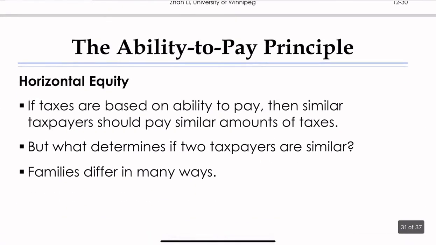Now let's talk about horizontal equity. Horizontal equity basically says that if taxpayers have a similar ability to pay tax, then they should pay similar amounts of tax. But then you would run into the problem of how to precisely quantify similar. How do you determine whether two taxpayers are similar, or how similar these taxpayers are?